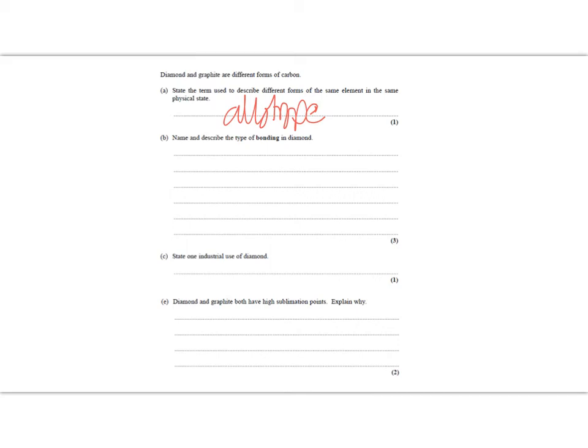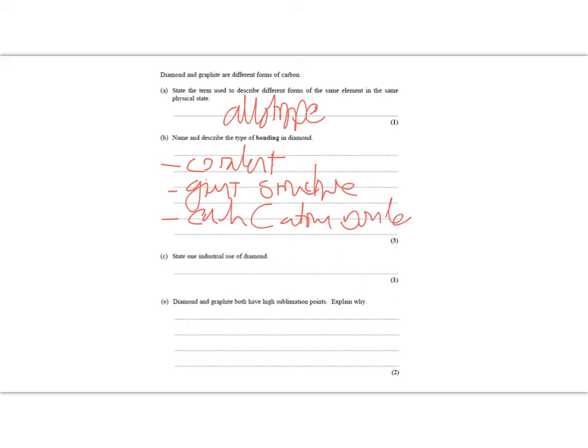And if we're going to name and describe the bonding in diamond, well, diamond forms a giant covalent structure. So the bonds present are covalent. I think it would definitely be worth mentioning it's a giant structure. And I think it would definitely be worth mentioning that each carbon atom is bonded to 4 others.